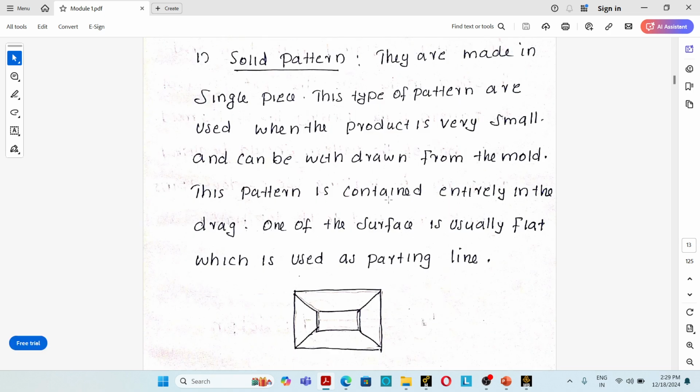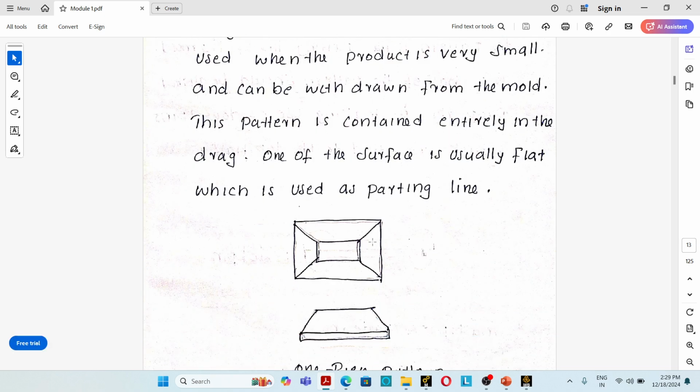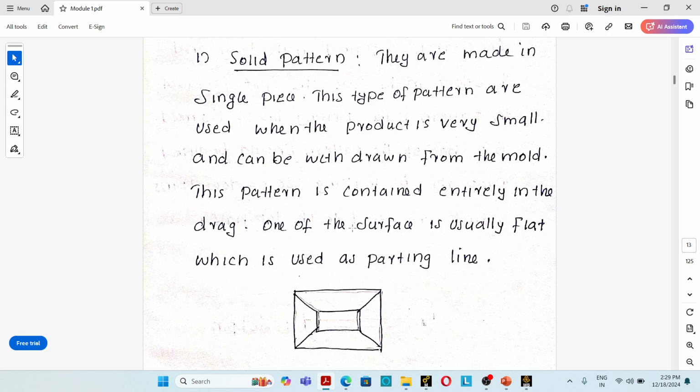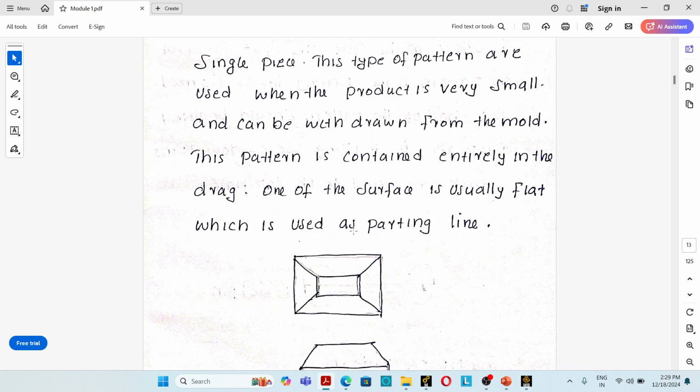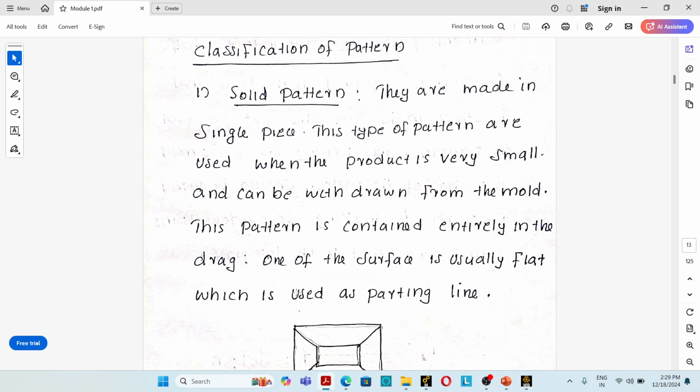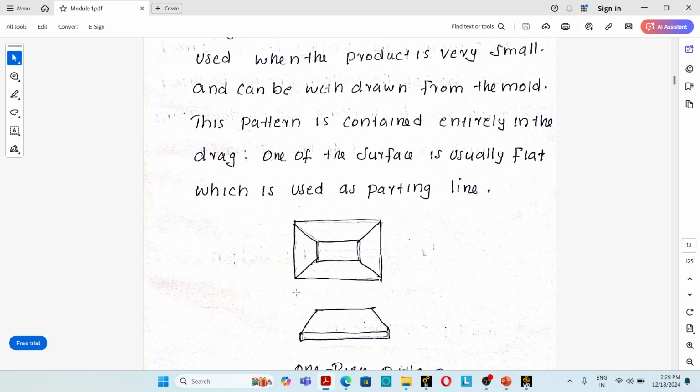So first one, solid piece pattern. This is a solid piece pattern, also known as a single piece pattern. Solid piece patterns or single piece patterns are used for very small products that can be easily removed from the mold. That's the important point. These types of patterns are always used for small size products that can be easily removed from the sand casting.